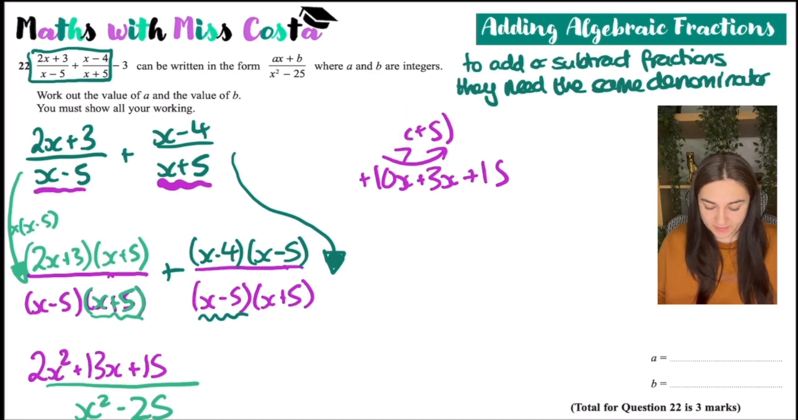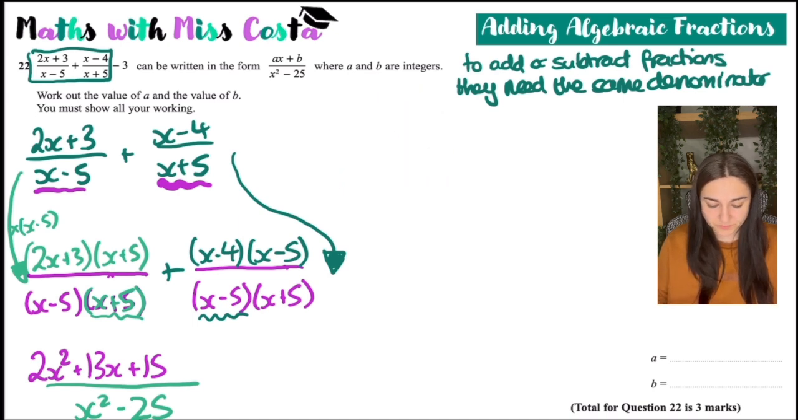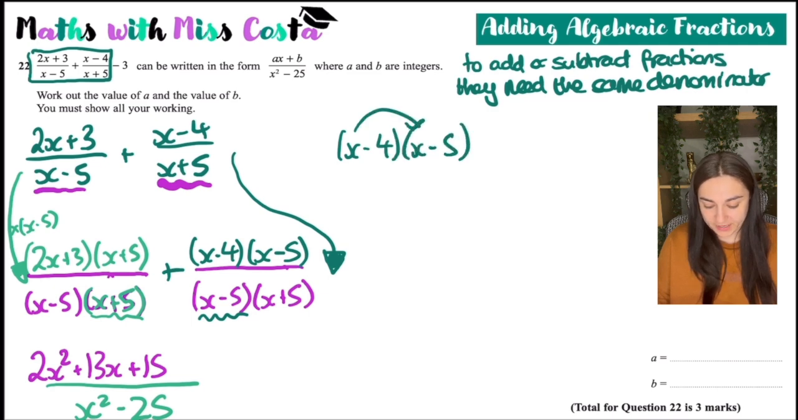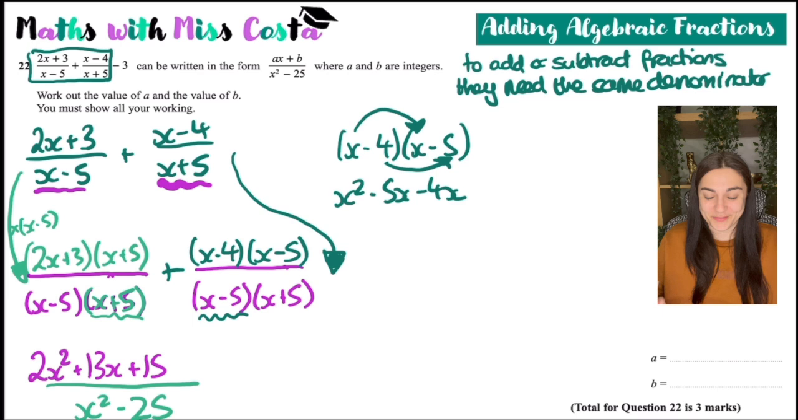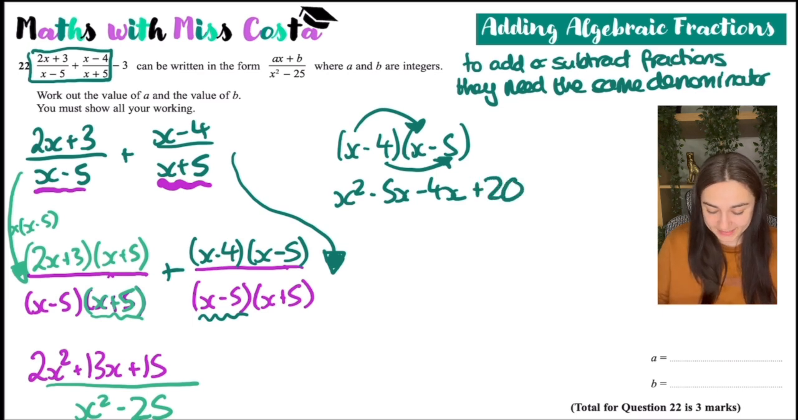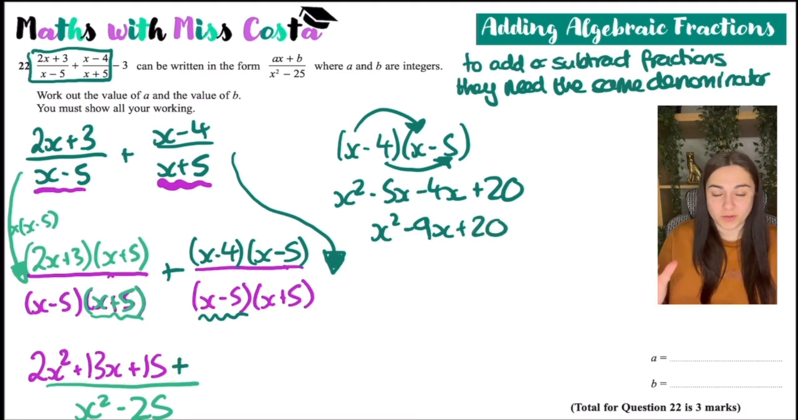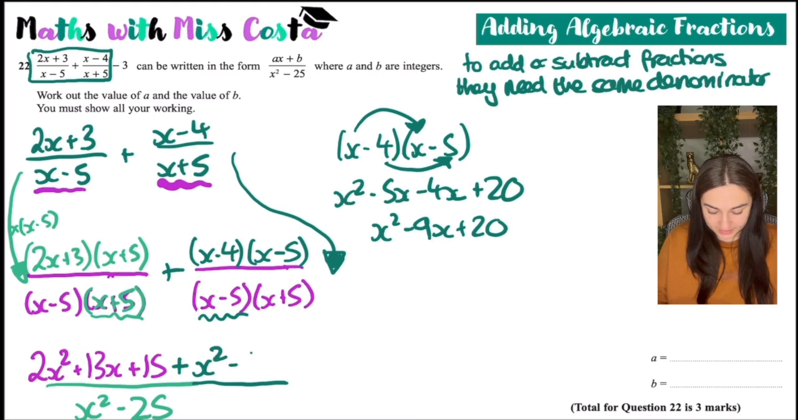And now let's multiply the last numerator. So I've got x take 4 multiplied by x take 5. That would become x squared minus 5x minus 4x. And then don't be fooled, don't forget about the signs, plus 20. So minus 5 minus 4 is minus 9x, and then you add 20. So we can write that all on top as one long numerator because both my fractions have the same denominator. So that would give me x squared minus 9x plus 20.